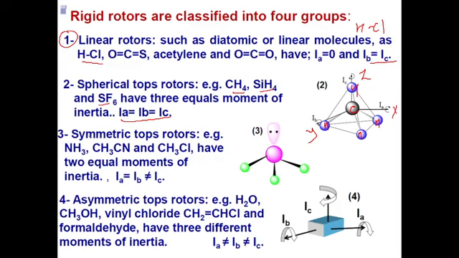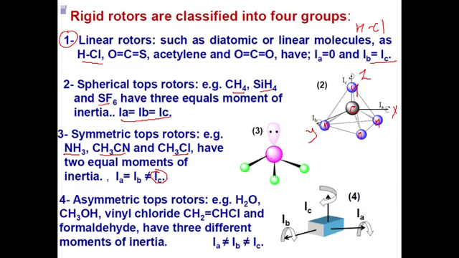Next we will learn about the symmetric top rotor. Examples are NH3, CH3CN, CH3Cl. They have two equal moments of inertia. The molecule shows two equal moments of inertia, and the third shows a different moment of inertia, not equal to IA and IB.